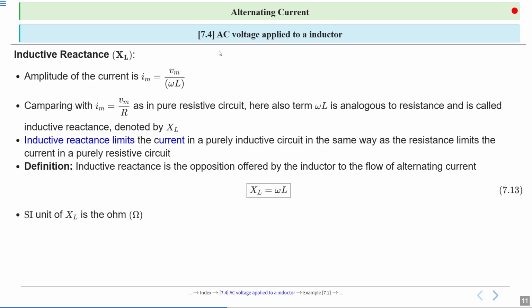Because Im equal to Vm upon R and Im equal to Vm upon omega L. So this omega L has the same unit as resistance. This omega L is equal to XL. So XL has the same SI unit, ohm.